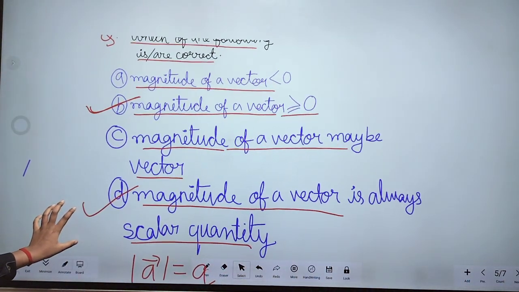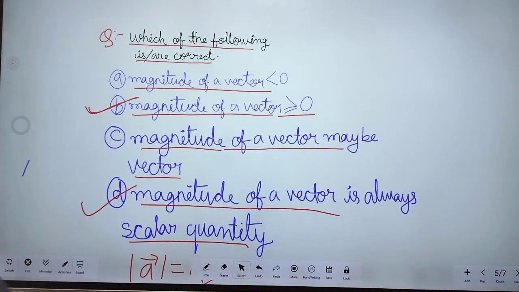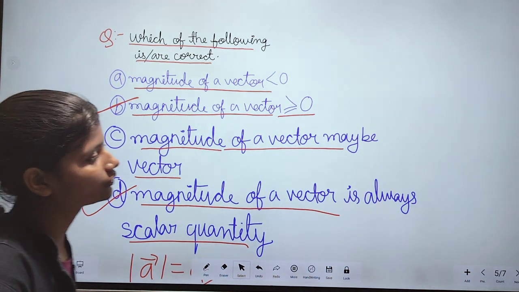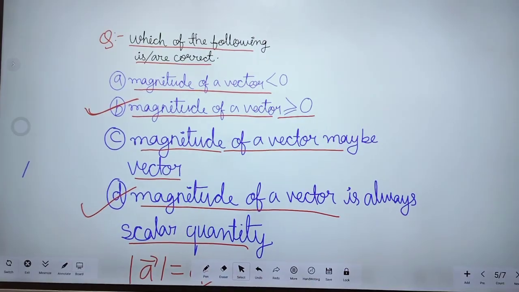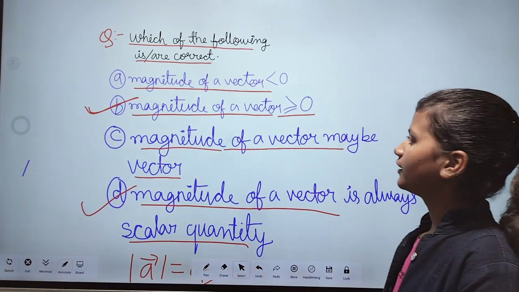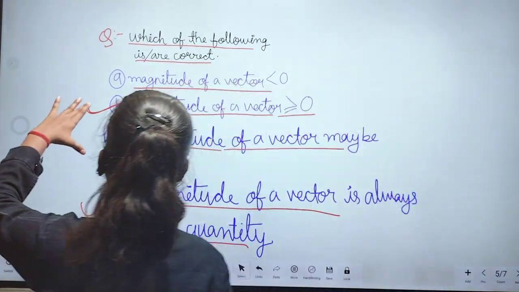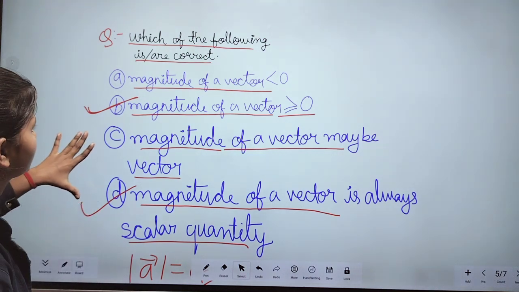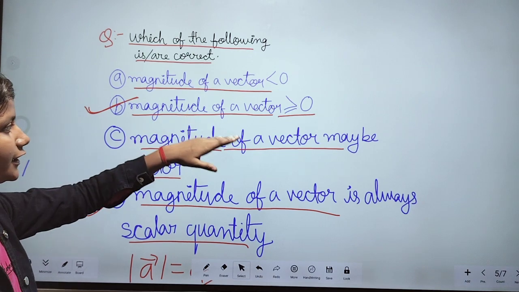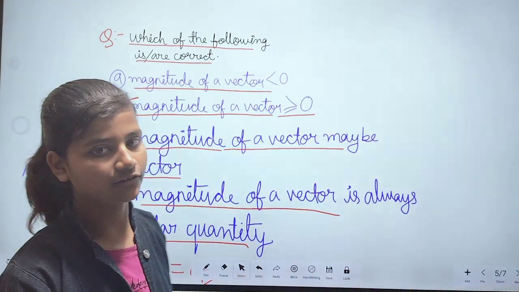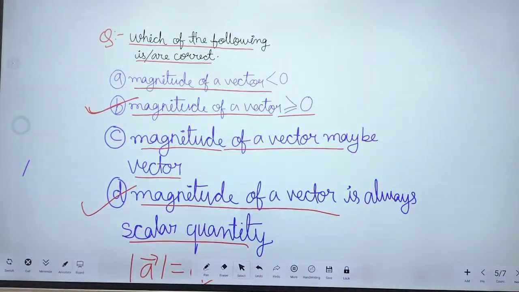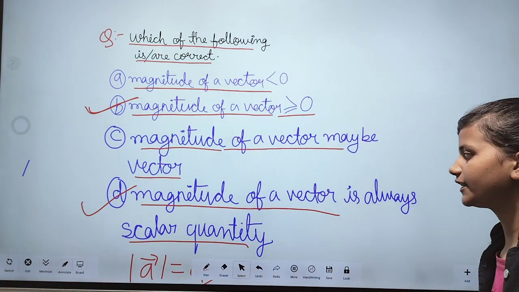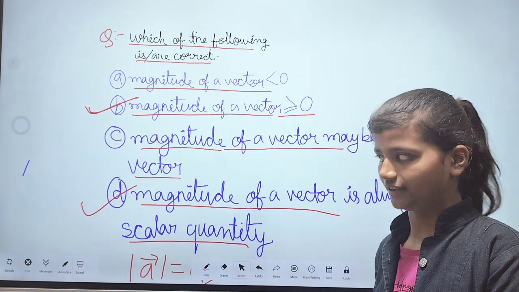So two options are correct. B and D are the correct options: the magnitude of a vector is always greater than or equal to 0, and the magnitude of a vector quantity is always a scalar quantity.